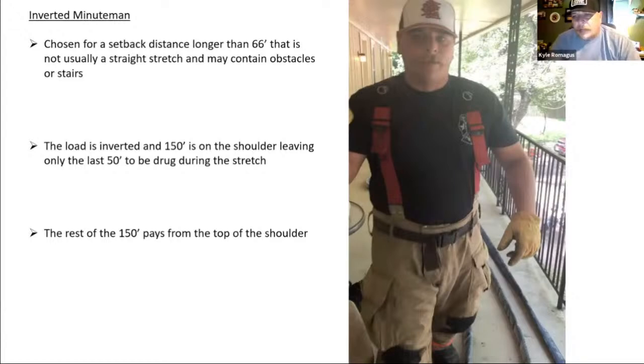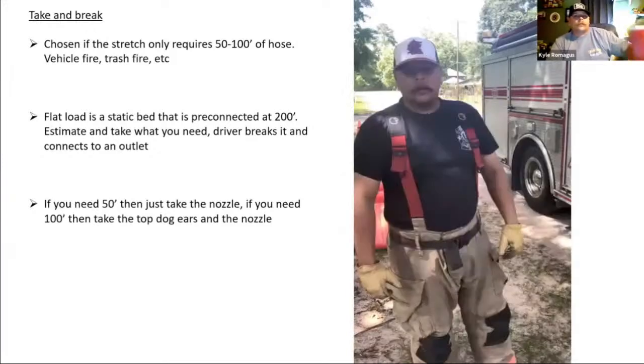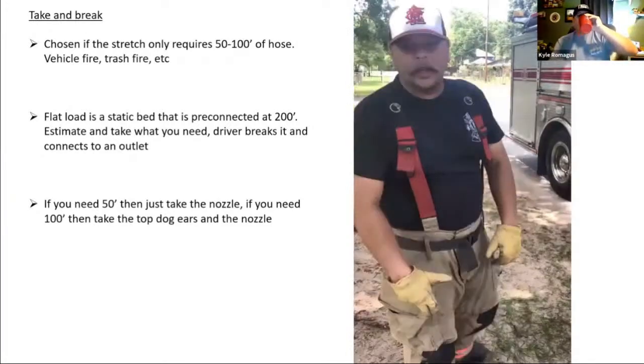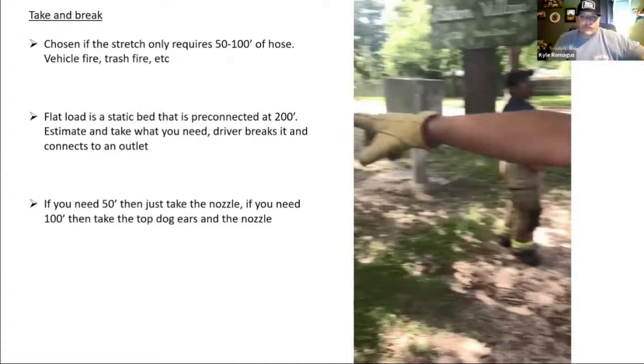The take and break is essentially a bulk bed operation. We call it the take and break. It's essentially a dead load that happens to be pre-connected at 200 feet. So say, for instance, we're going to this truck right here, and all I need is 50-foot working length, and I need probably 50-foot travel.